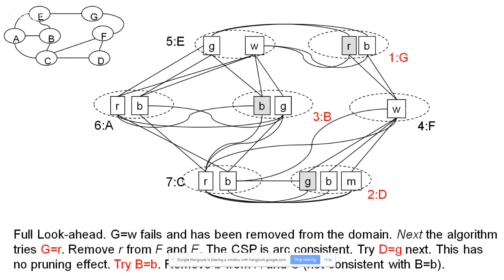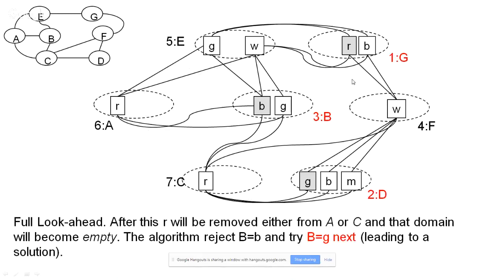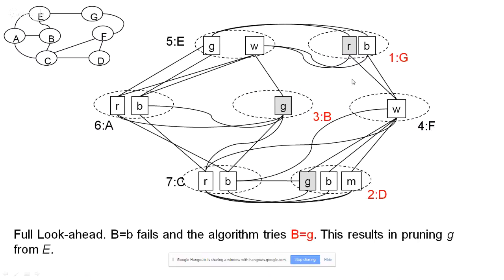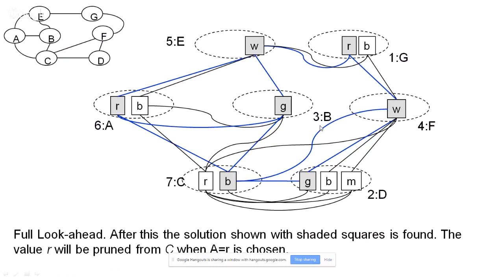So this is showing the second value for the first variable. Since it decided that white cannot be used for region G, it's trying the red value, and it tries a few things, and it does a little bit of propagation, and it's got values for the second variable D, which is green, the third variable B, which is also green, and still the domains are fine. And after this, it's able to find the solution.